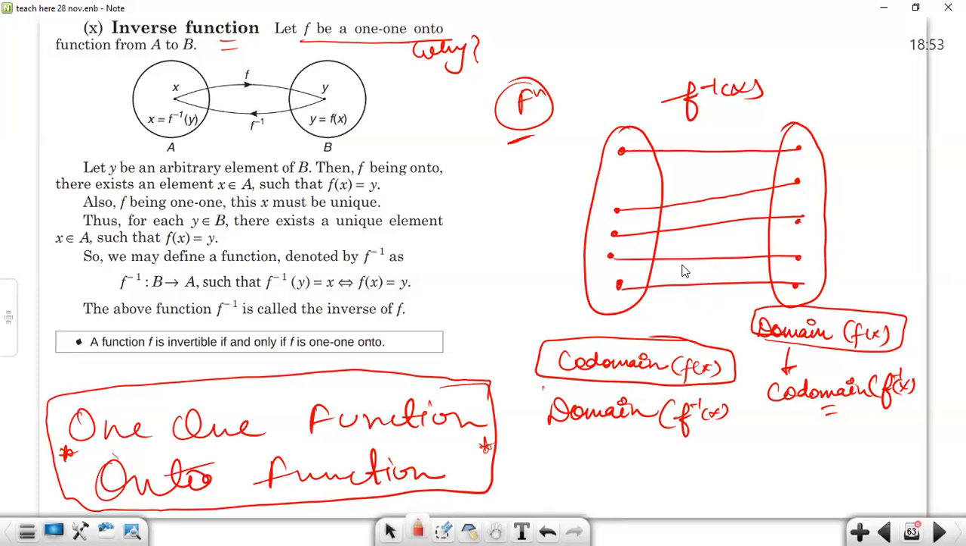Yes, sir. So if the function was existing from A to B, now the inverse function will be from B to A, such that f inverse of y is equal to x, such that f of x is y.